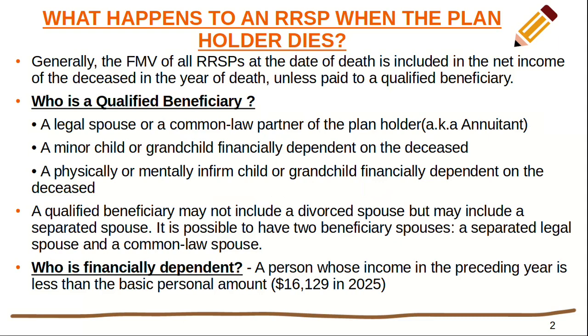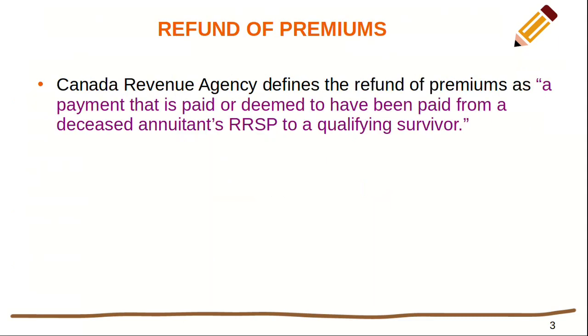Now let's see who is a financially dependent person. A person whose income in the preceding year is less than the basic personal amount. That's $16,129 in 2025. Now let's see what's refund of premiums. Canada Revenue Agency defines the refund of premiums as a payment that is paid or deemed to have been paid from a deceased annuitant's RRSP to a qualified survivor.